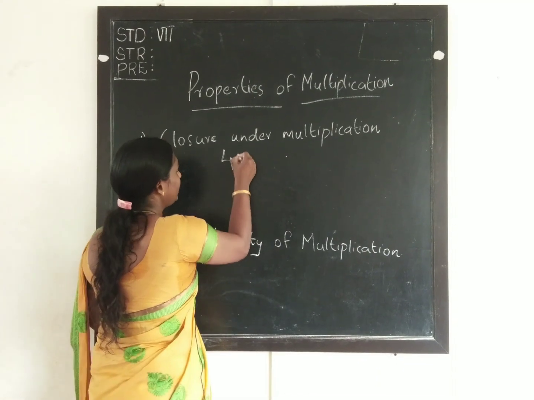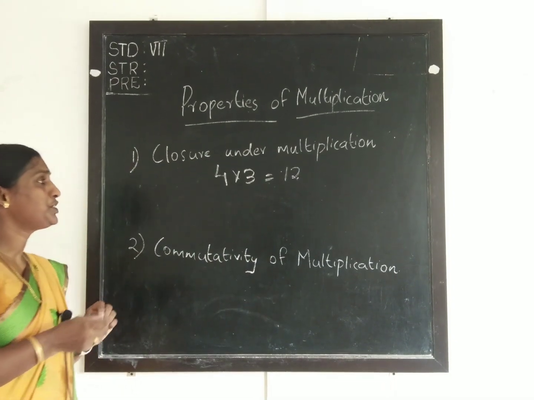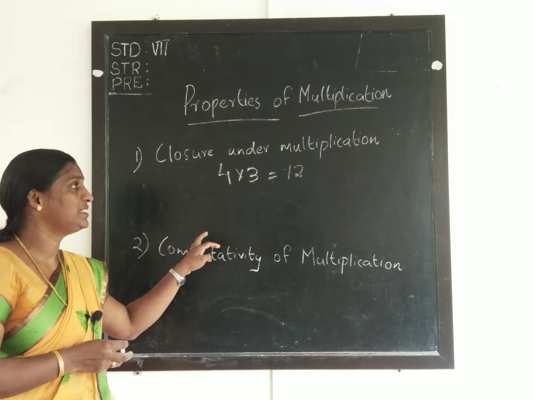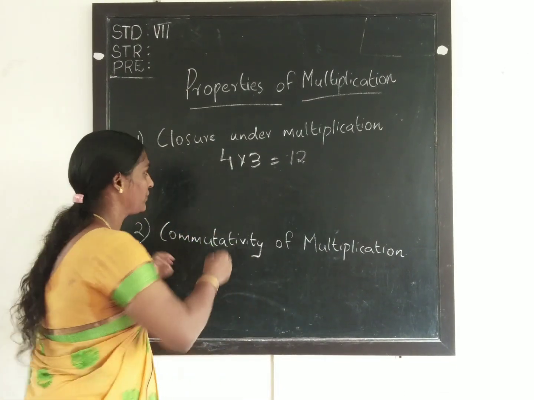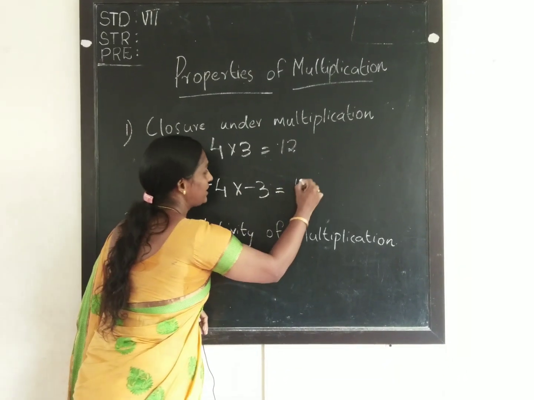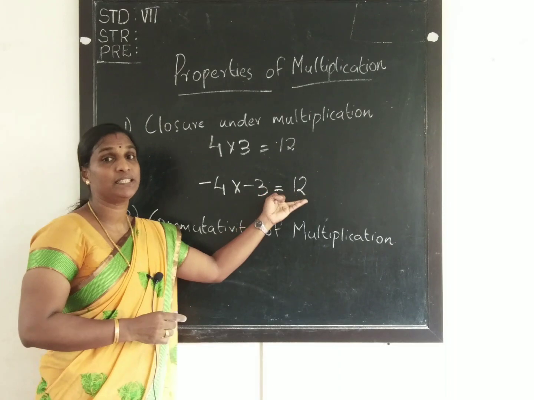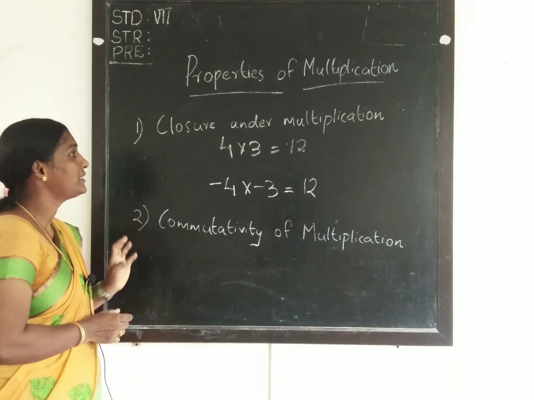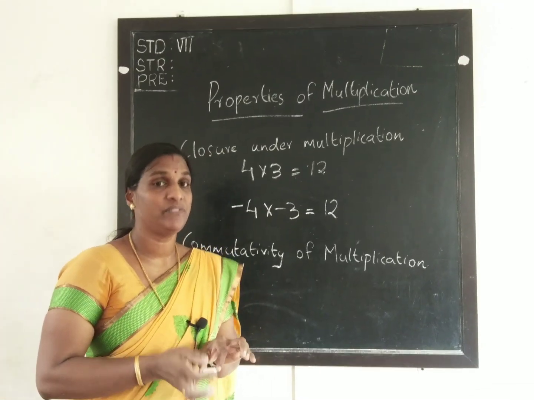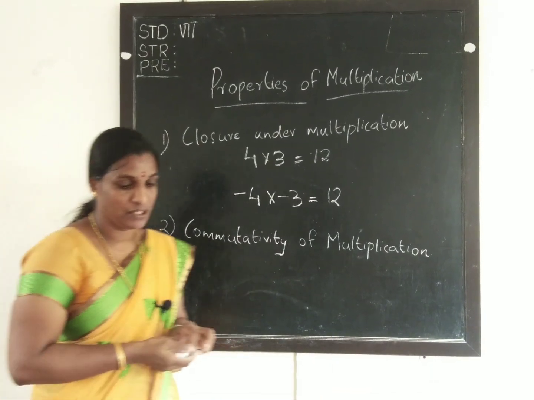So 4 into 3, we know the answer is 12. That is, multiplication of any two integers, the product is also an integer. Now another example, minus 4 into minus 3, that is 4 into 3 is 12 and minus into minus is positive. This is also an integer. When we are multiplying two integers, we will get the answer as an integer itself. So closure under multiplication: when we are multiplying two different integers, we will get the answer also as an integer.